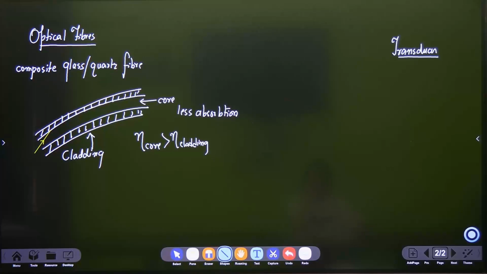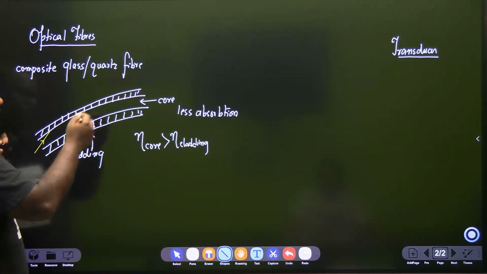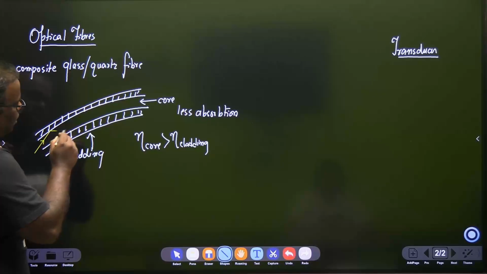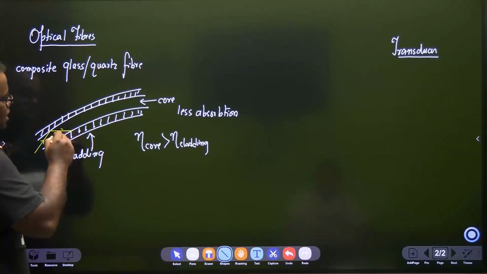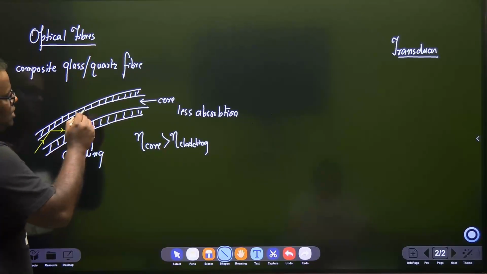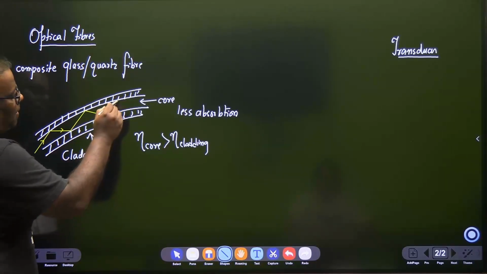Which is more than the critical angle of this core material. As a result, what will happen? This ray of light will undergo total internal reflection. Nothing is able to escape. See, if you see this as a piece of energy, nothing will be escaping.